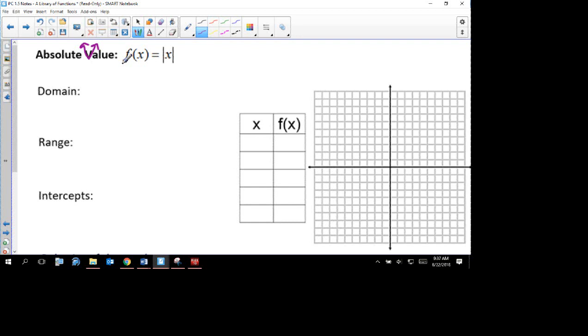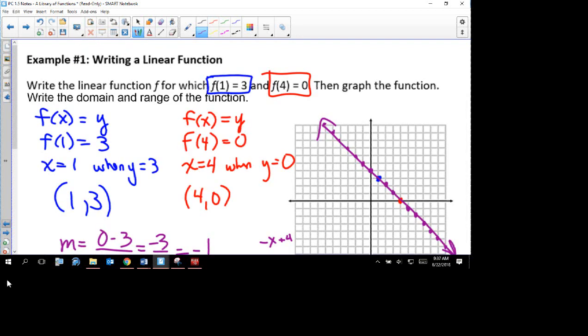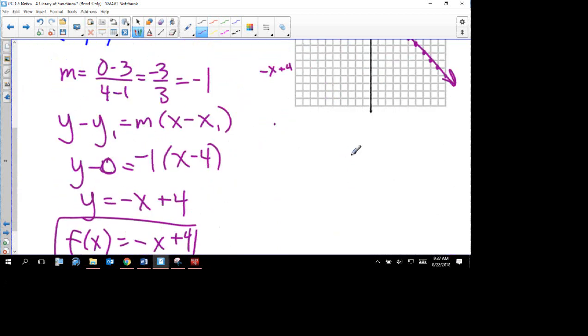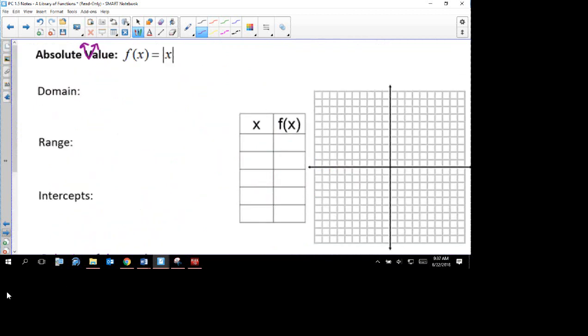And what's the definition of absolute value? I totally forgot the domain and range on the last one. What was the domain and range for any line? That's okay, we'll practice more with domain and range. It was all real numbers for both. All lines are all real numbers like that. All functions.